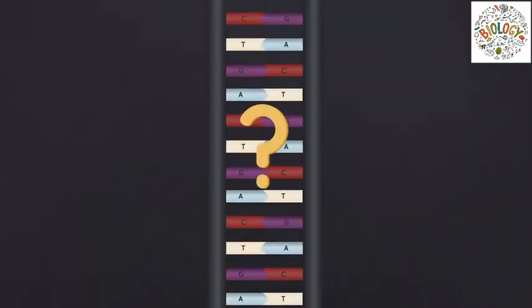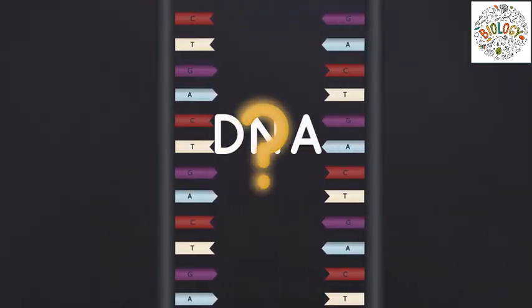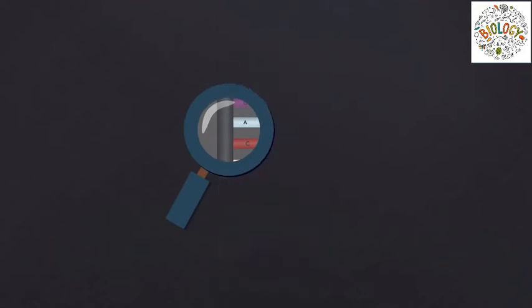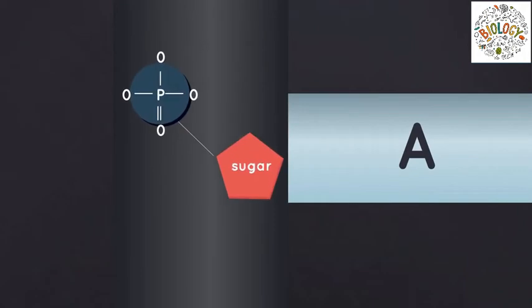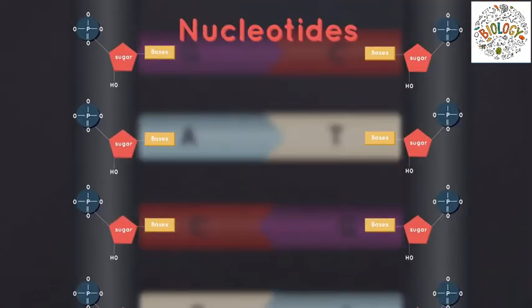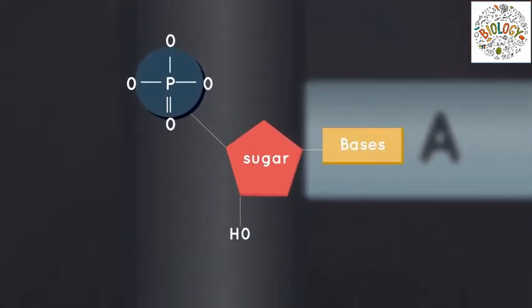But what is DNA made up of? DNA is made up of lots of molecules called nucleotides. DNA is a polymer because it is a large molecule composed of repeated subunits, the nucleotides. Each nucleotide contains a phosphate group, a sugar group, and a nitrogen base.